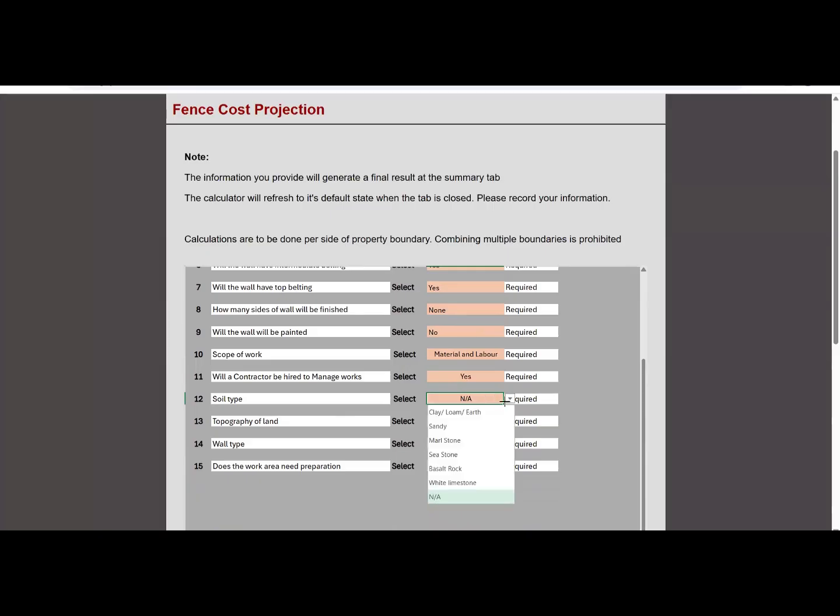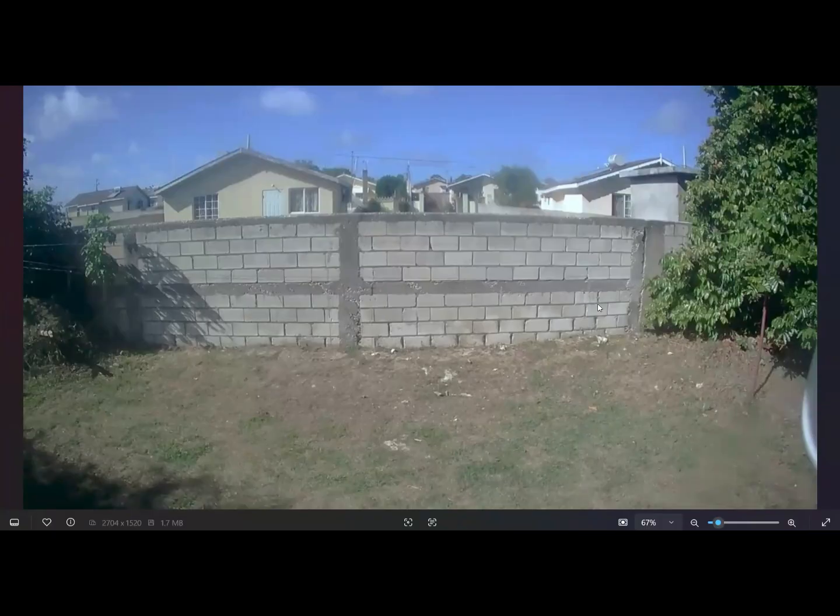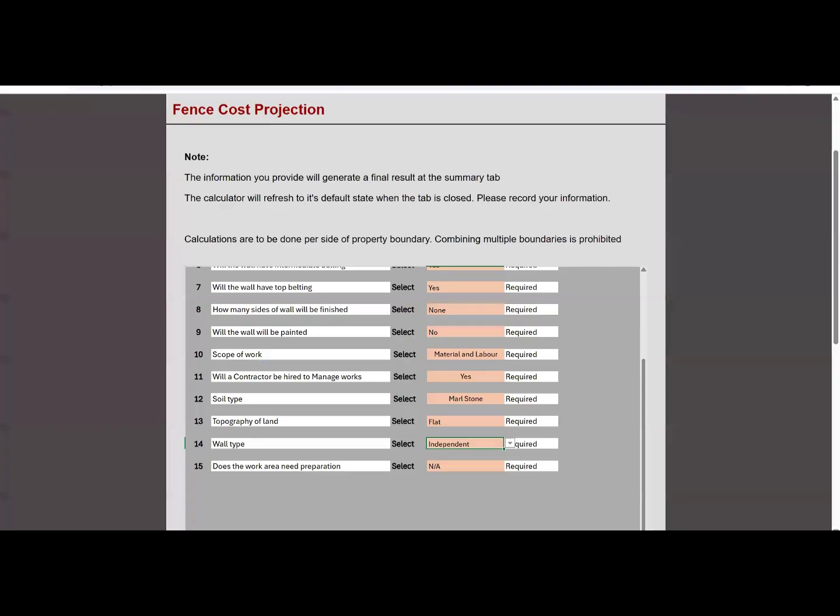It's going to also ask about the soil types. In this case, I'm using milestone. It's going to ask about the topography of the land. I'm saying that the land is flat. Number 14 is asking the type of wall, and in this case, we are saying it's an independent wall because it stands alone. And the final question will be, will the work area need preparation? That means, is the area where the wall is going to be built already prepped? In other words, it's cut down and clean, or it's a case where it's bushed up and you're going to have to use equipment to clean it. And in this case, I am going to say, yes, it is already prepared.